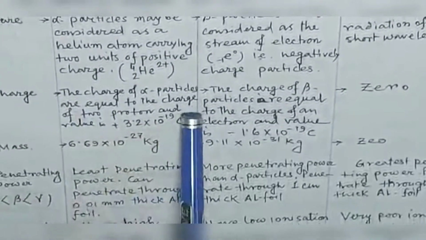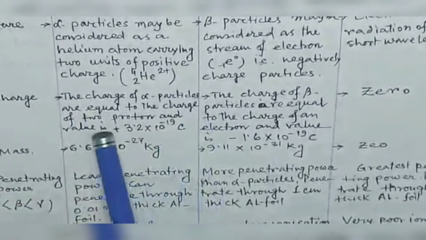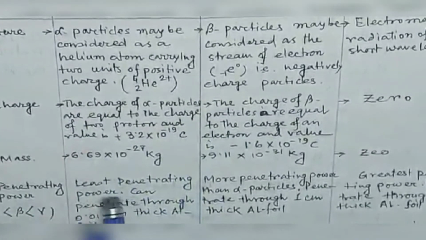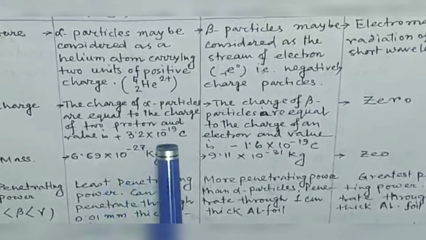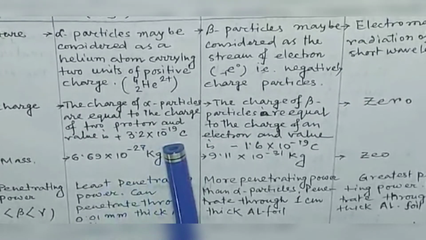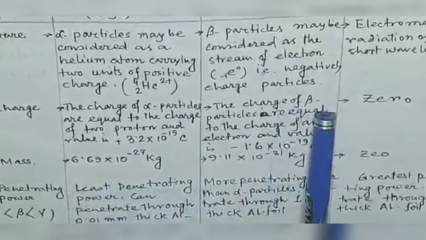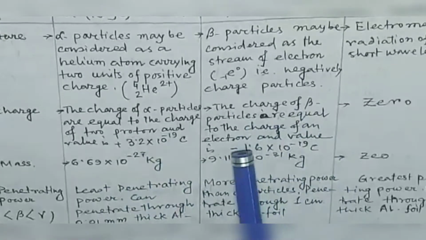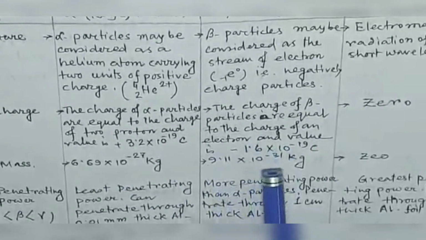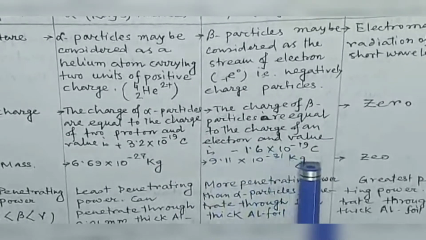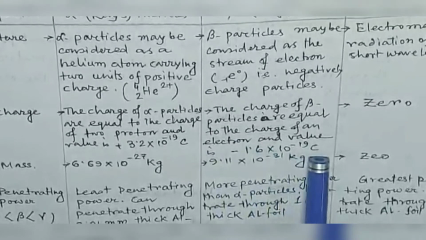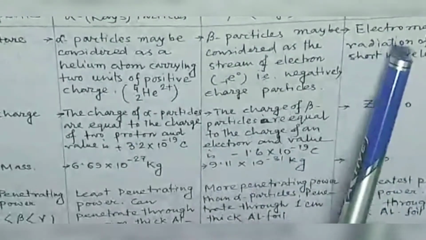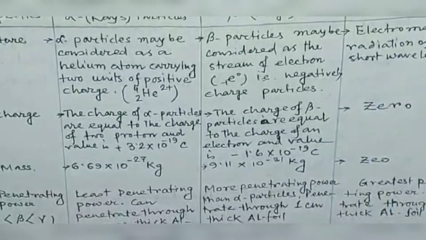The charge of alpha particles is equal to the charge of 2 protons, and the value is 3.2 into 10 to the power minus 19 coulomb. The charge of beta particle is equal to the charge of an electron, and the value is minus 1.6 into 10 to the power minus 19 coulomb. And the charge of gamma rays is 0, because it is an electromagnetic radiation.